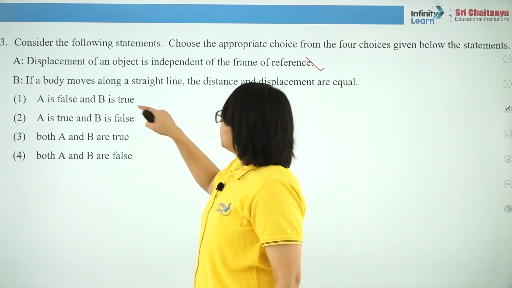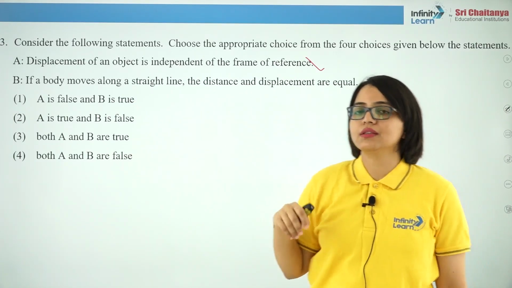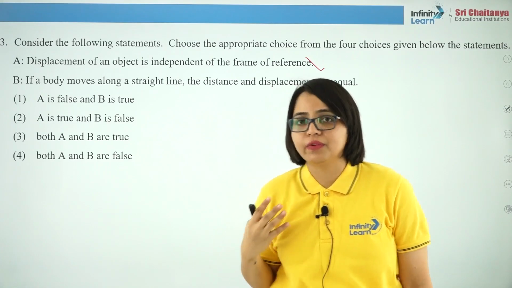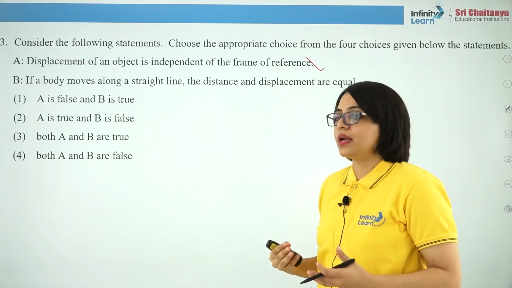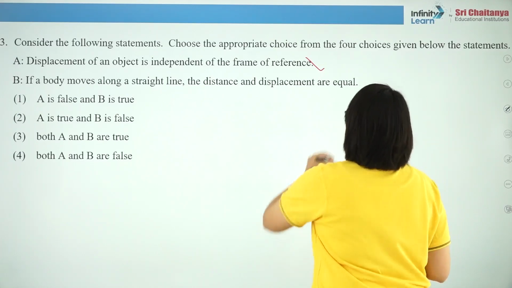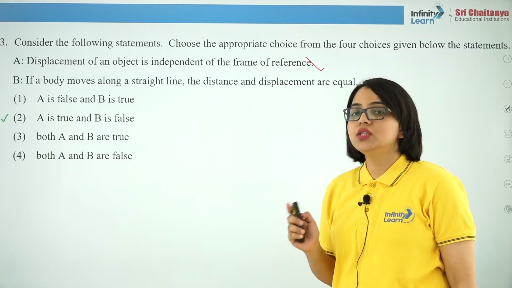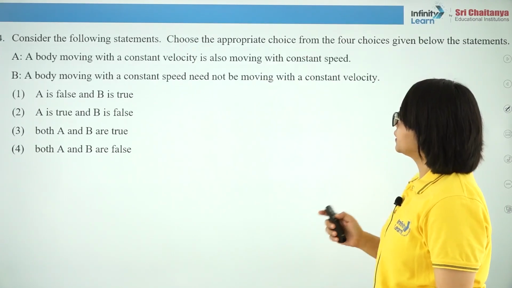Next is, if a body moves along a straight line, the distance and displacement are equal, right. Distance is a scalar quantity, displacement is a vector quantity. You cannot compare a scalar quantity with a vector quantity. So, statement B is false, right. So, correct answer is option 2, A is true but B is false.